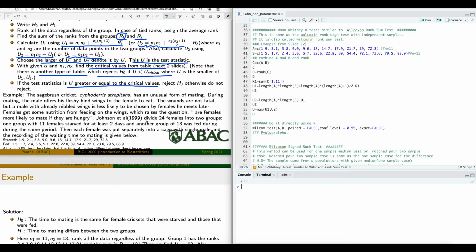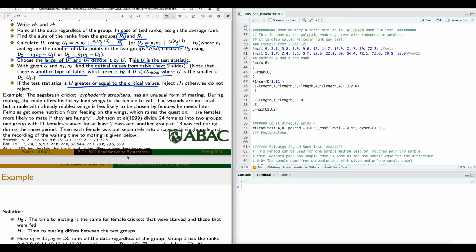Johnson et al. divided 24 females into two groups, one group with 11 females and the other with 13, right? So 11 females were starved for at least 2 days, and another group of 13 was fed during the same period. Then each female was put separately into a cage with a single male, and the waiting time to mating is given below. That's the experiment they did, right? So starved, these are the waiting times for mating, and fed, these are the waiting times for mating. So for alpha equals 0.05, test the claim that the time for mating differs between the two groups.